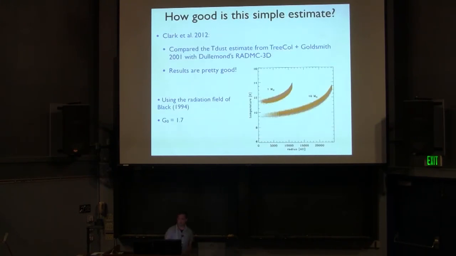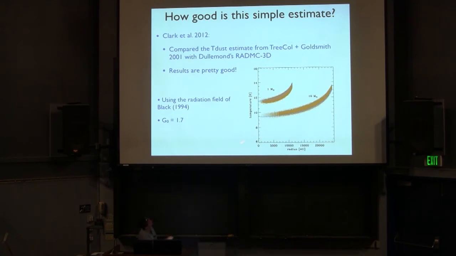Okay, so how good an estimate is this? Well, we did a comparison between RadMC and TreeCol in our code, and the orange plots here. These were two different clouds. One was a one solar mass cloud, the other a 10 solar mass cloud. They were just uniform density spheres bathed in a standard radiation field. We picked the one from Black, actually Black and Draine, I think it is, a combination of the two. We use a standard radiation field that's scaled to the local Draine field.